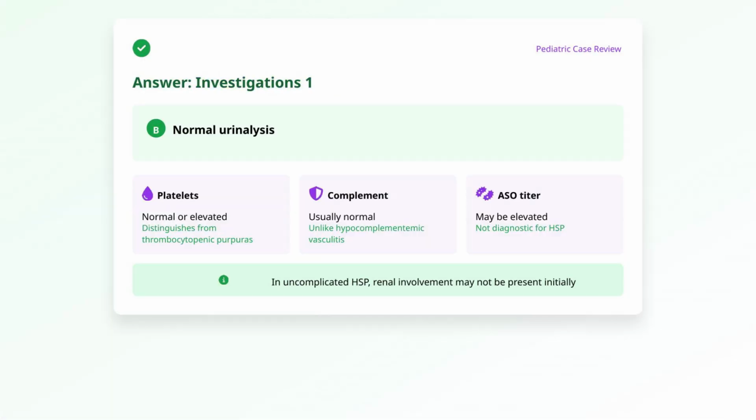The correct answer is B. In uncomplicated Henoch Schönlein Purpura, urinalysis is often normal initially. The platelet count is typically normal or elevated, distinguishing it from thrombocytopenic purpuras. Complement levels are usually normal, unlike in hypocomplementemic vasculitis. While streptococcal infection can trigger HSP, an elevated ASO titer is not specific.